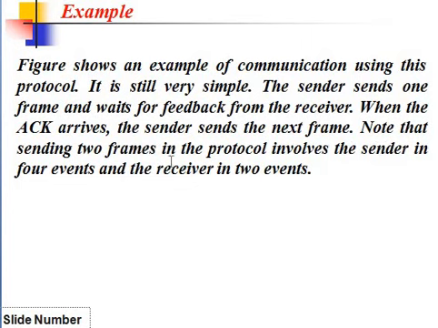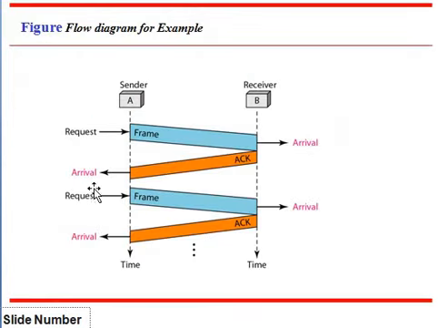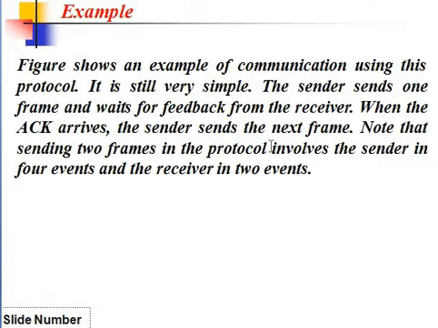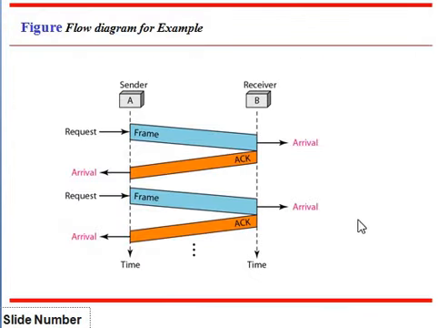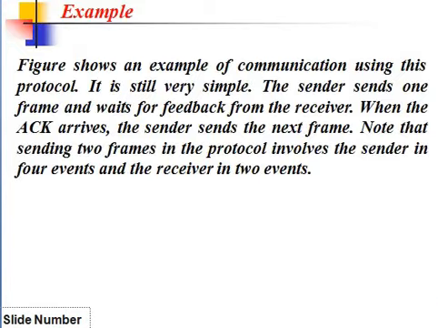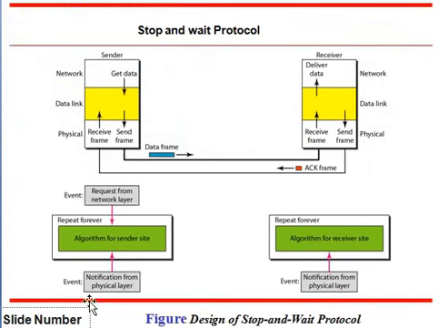Note that sending 2 frames in this protocol involves 4 events at the sender and 2 events at the receiver. Here we have to wait for the acknowledgement. For example, if you are sending 2 requests, we have 4 events. First we send the data and wait for the acknowledgement or feedback. After receiving the acknowledgement, we send another frame and receive its acknowledgement. This is the example for the stop and wait protocol. Thank you.